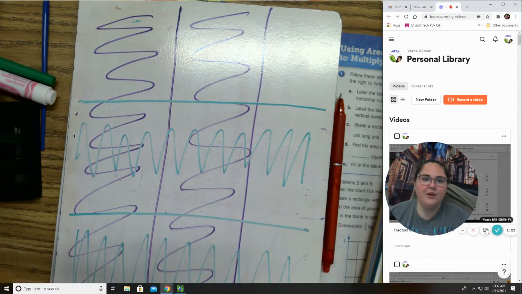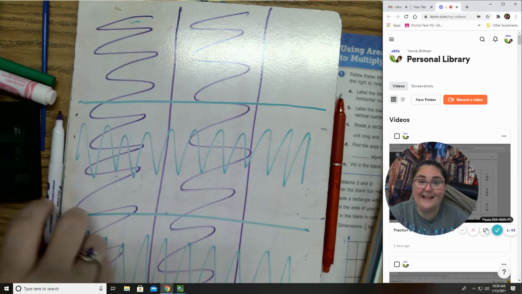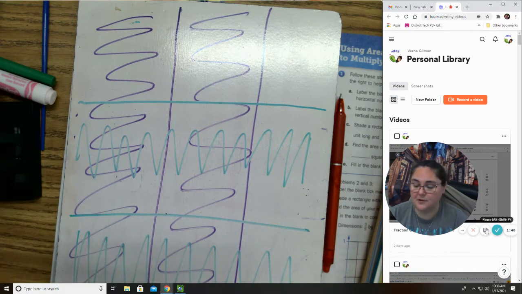Now, I want you to think about this. What are the 2 fractions that I multiplied together in order to find my answer? What fraction of this whole page was shaded purple? What fraction was shaded green? So what 2 fractions did I multiply to find my answer? For this picture, I did 2/3 times 2/3.